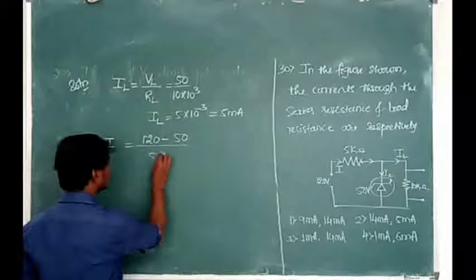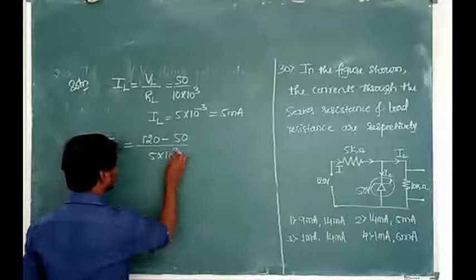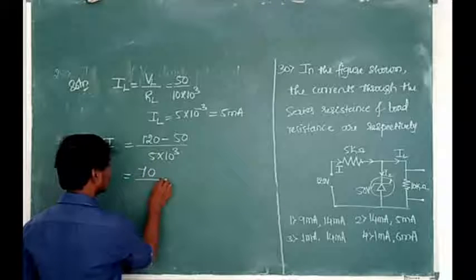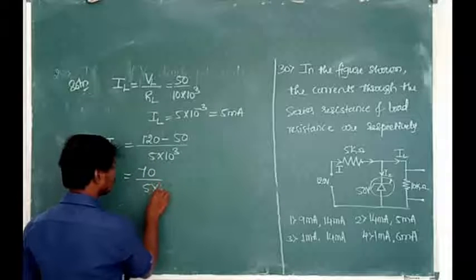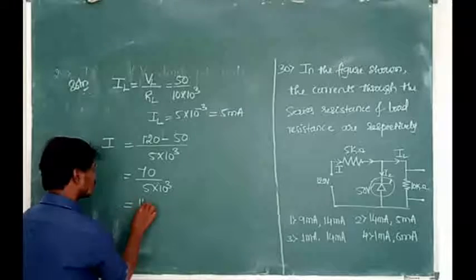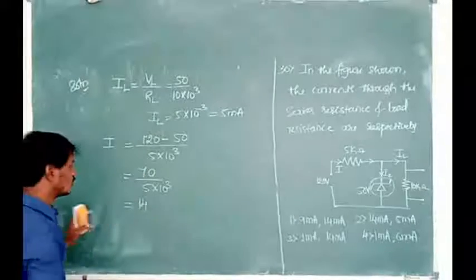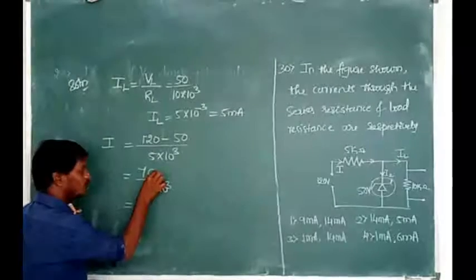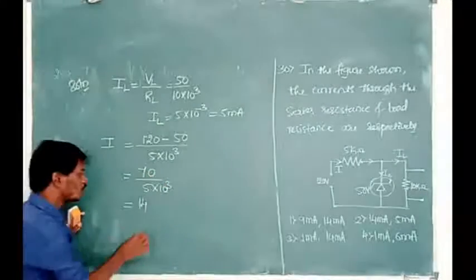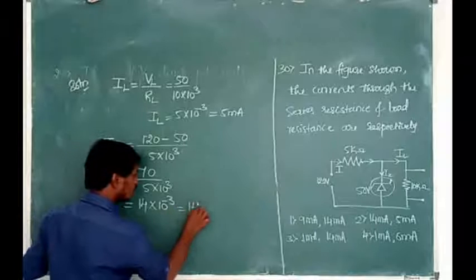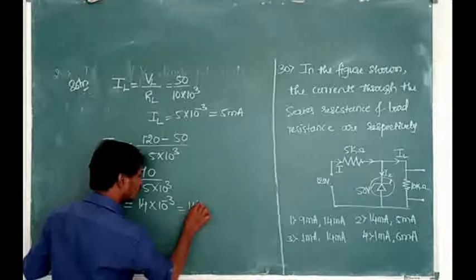5 kilo ohm means here it is 5 into 10 to the power of 3. Then 120 minus 50 is 70. 70 divided by 5 into 10 to the power of 3. So 70 by 5: 5 ones are 5, remaining 20, 5 fours are 40. That is 14 into 10 to the power of minus 3, that is 14 milliampere.